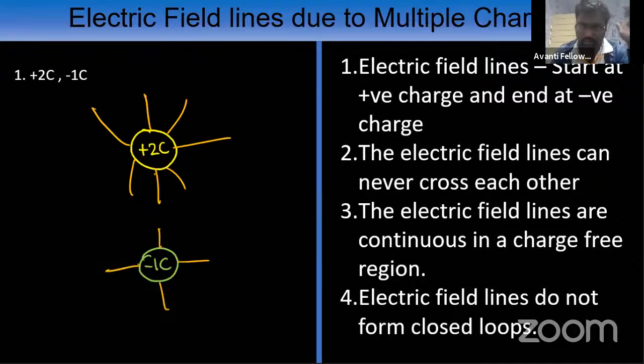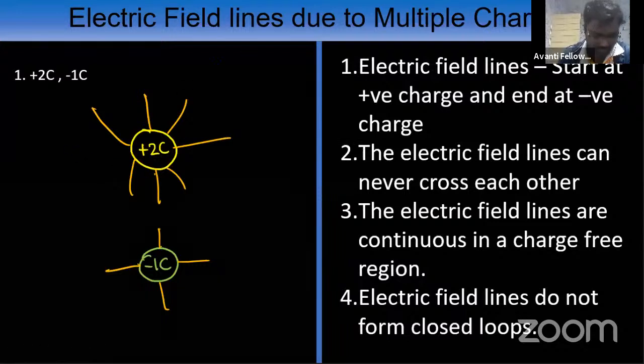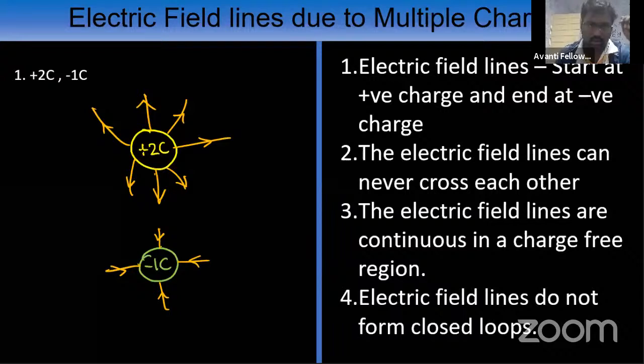Now what is the change I have to make to draw the electric field lines? Tell me, guys. So what should I do? The change in the +2 coulomb charge. All the arrows are always away from the +2 coulomb charge. That is the first rule: the arrow is always away from the +2 coulomb charge. And for -1 coulomb, the arrows are always towards it, right? Yes, inwards. Now the electric field lines start at a positive charge and end at a negative charge.